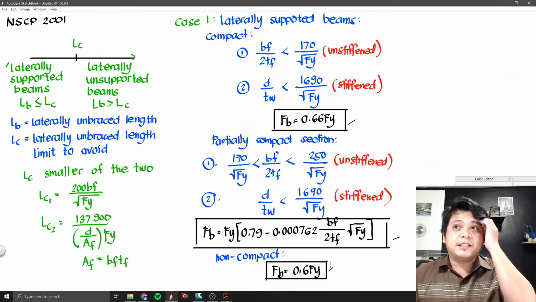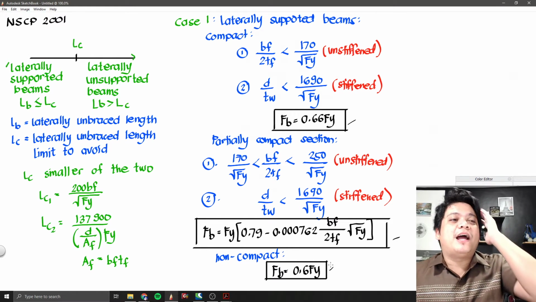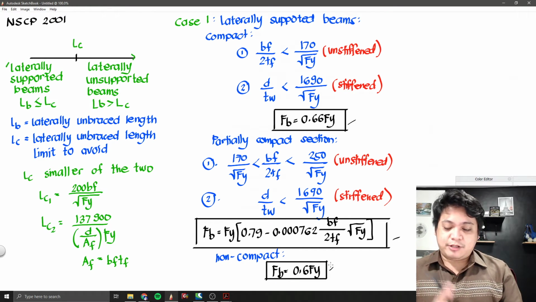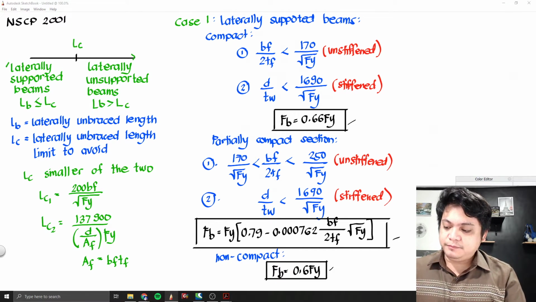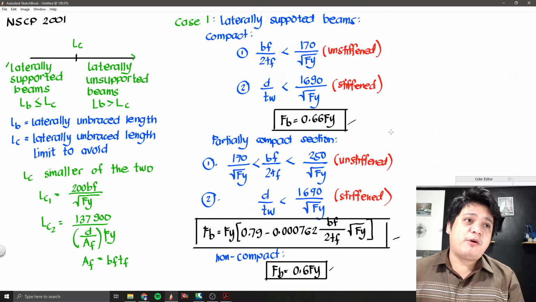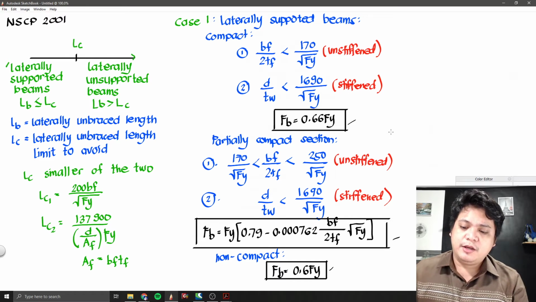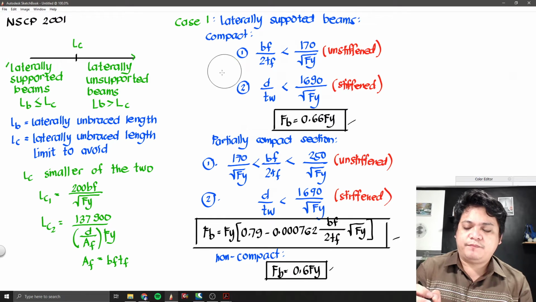Remember, in NSCP 2001, we only use the allowable stress design, ASD. But in 2015, we have the LRFD. Anyway, in the board exam, NSCP 2001 is still what comes out, so I will teach you this one. So, that is for case 1.